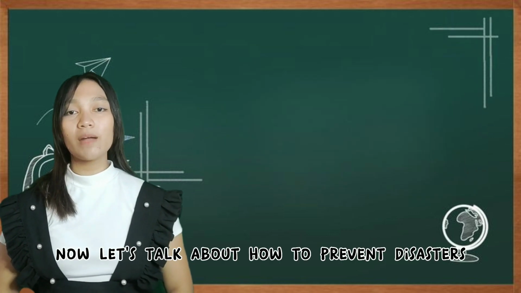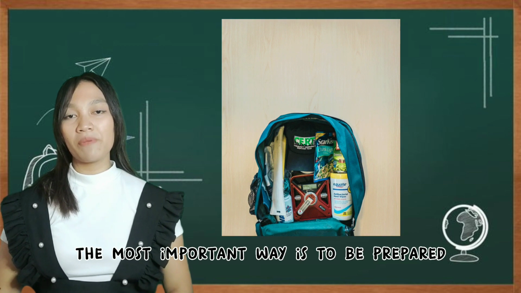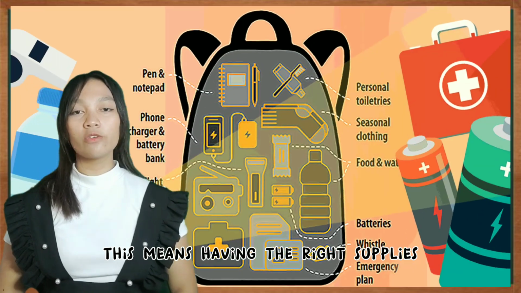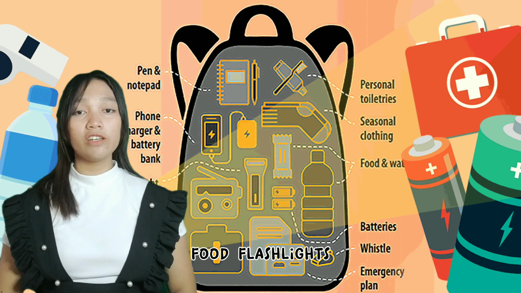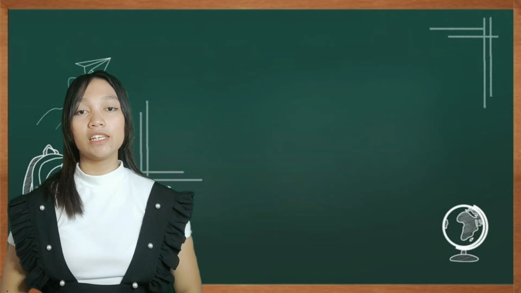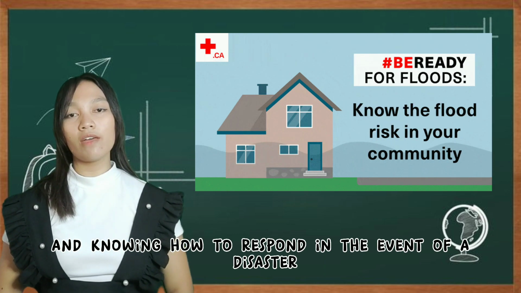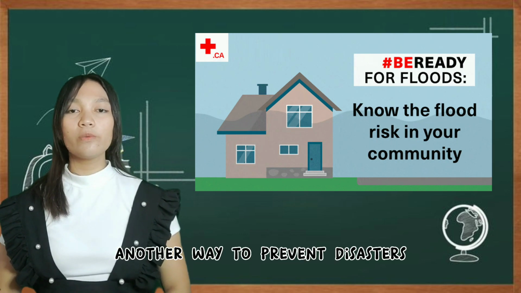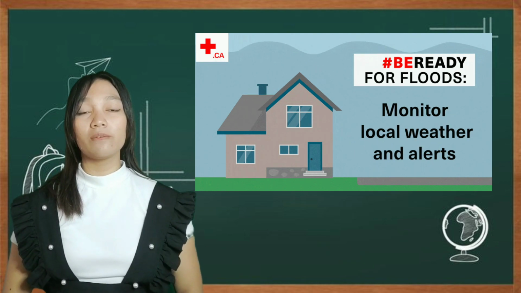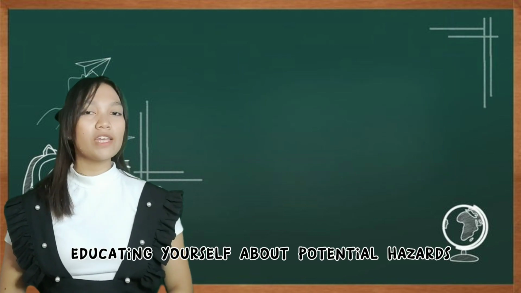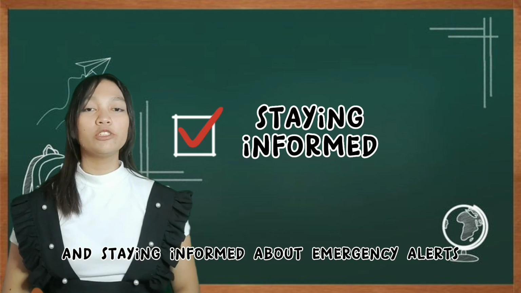Now, let's talk about how to prevent disasters. The most important way is to be prepared. This means having the right supplies and equipment on hand such as water, food, flashlights, and first aid kits. It also means having a plan in place and knowing how to respond in the event of a disaster. Another way to prevent disasters is to be aware of the risks in your area. This could include educating yourself about potential hazards and staying informed about emergency alerts.